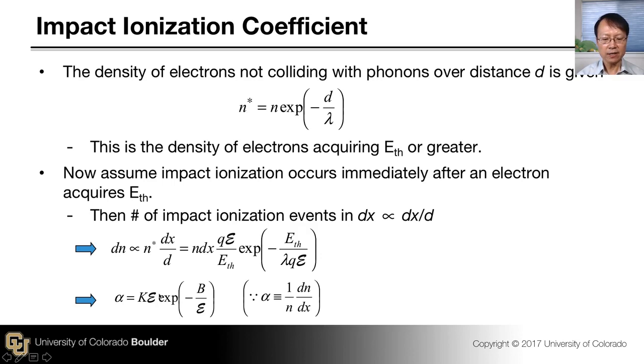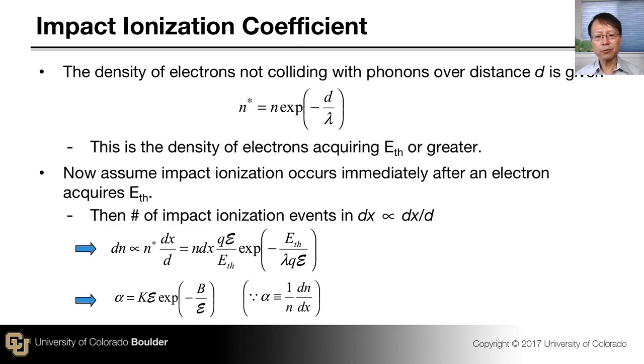K and B are constants that depend on the mean free path, the threshold energy, and carrier concentration. All of those are material specific parameters. And the key dependence that we have identified here is the electric field. So alpha is proportional primarily to exponential negative 1 over electric field. This is the main result from a theory called Shockley's lucky electron theory.